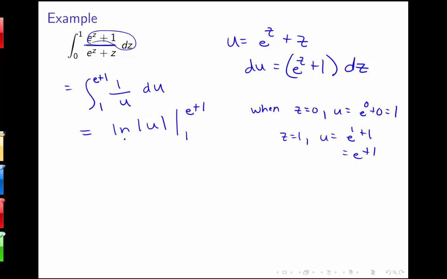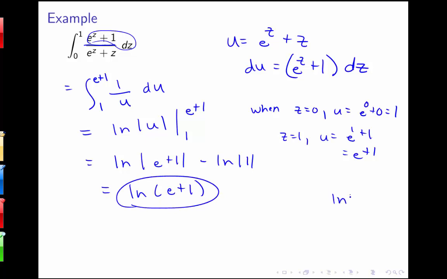So I need to say the natural log of the absolute value of u, and then that's evaluated from 1 to e plus 1. So this is the log of e plus 1 minus the log of 1, and now I can drop these absolute value bars because e plus 1 is always positive, and I know the log of 1 is 0. So I just have the natural log of e plus 1 is my final answer. Sometimes you would lose credit if you don't simplify something like this, because we are expected to know that the natural log of 1 is equal to 0.